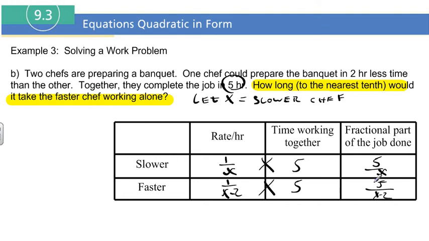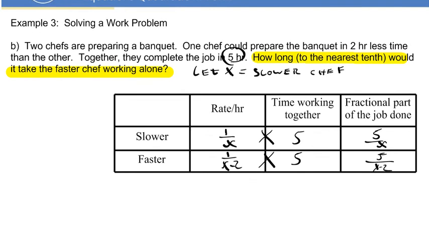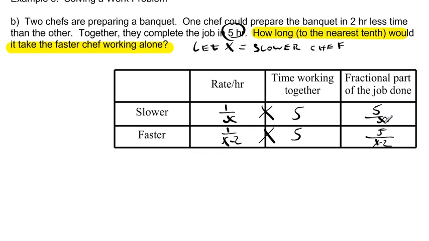This is the fractional part of the job that gets done. This is the fractional part that the job gets done. So if I add both the slow one and the fast one together, that's all going to equal 1 job. Hopefully you see the similarity to what we did in the last problem. Take 5 over x, plus the second one, 5 over x minus 2, and that equals 1 job. A fraction of 1 job plus a fraction of 1 job, those two will equal 1 job together.